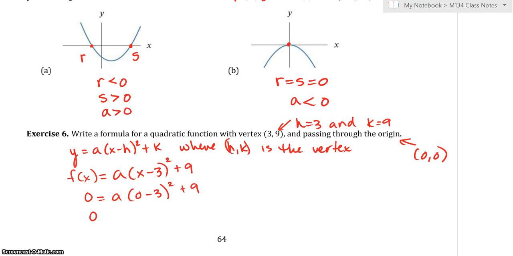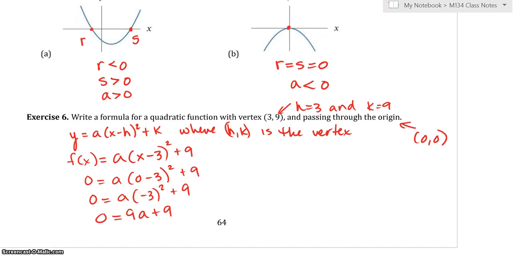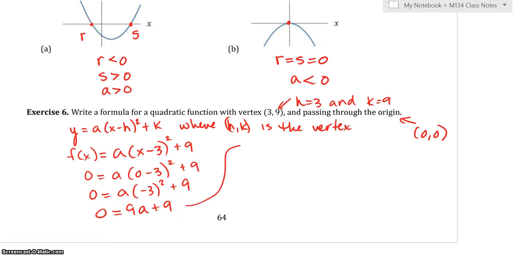So how am I going to do that? I'm just going to solve this equation because we know that this would be a negative 3 squared, which is negative 3 times negative 3, 9. So I'm just going to write that as 9a. Then I'm going to subtract 9 from both sides. Get negative 9 is equal to 9a. And divide both sides by 9. So you can see a is negative 1.